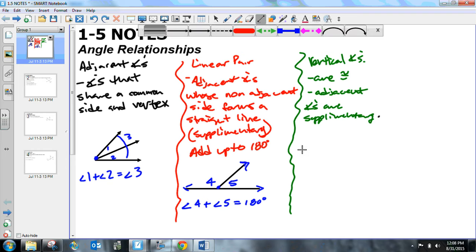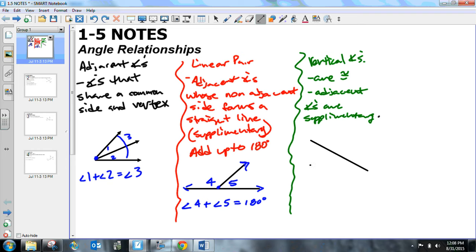All right, and so if I wanted to show vertical angles, I would show two lines that intersect. And so what I can end up doing is this. I'm going to call this angle 6, angle 7, angle 8, and angle 9. So what I know about vertical angles is that my opposite angles are congruent. Angle 6 is congruent to angle 8, and also angle 7 is congruent to angle 9. This is really powerful. We'll do an activity in class on how this all works.